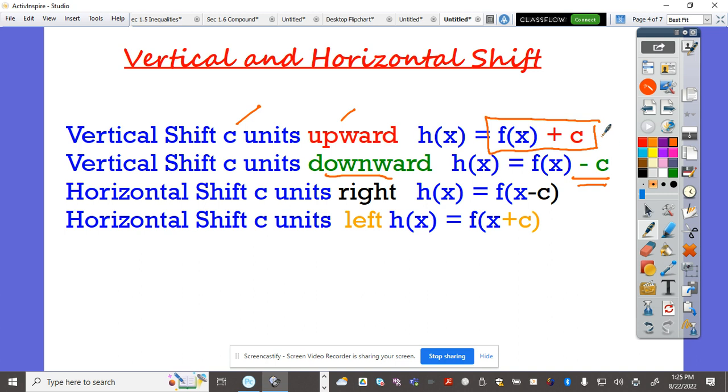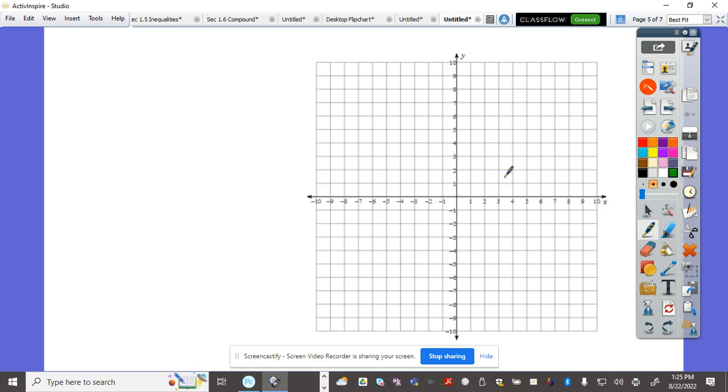In a horizontal shift, it goes right or left. If it's a minus c, you go right. If it's a plus c, you go to the left. Why is it so? Because if you set x minus c equal to 0 and add c on both sides, it becomes x equals positive c. That's why it goes to the right side. And vice versa: if it's a plus, it becomes minus, so you go to the left. I'll show you an example here.